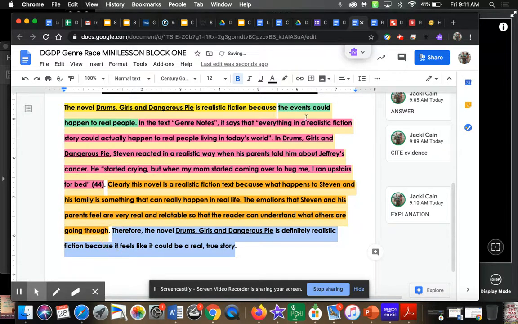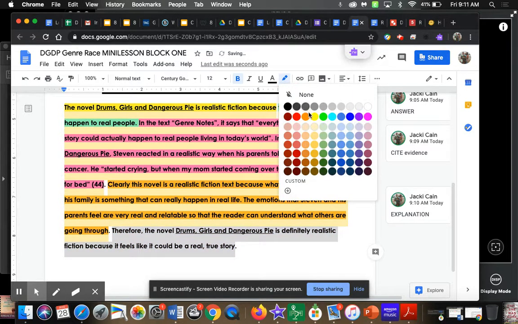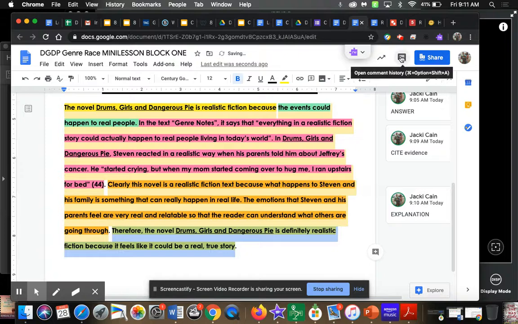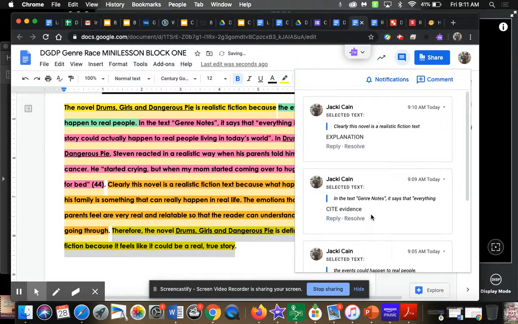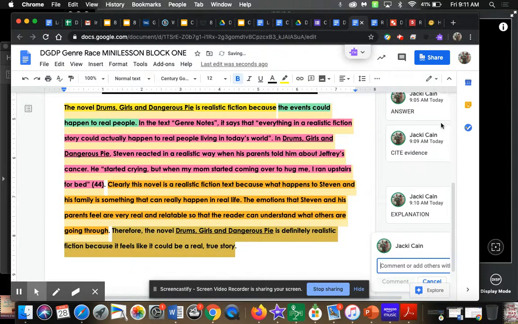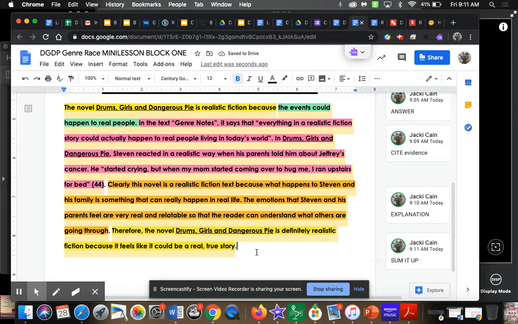If you notice, I have a top bun of my Sloppy Joe and a bottom bun of my Sloppy Joe, so that my Sloppy Joe doesn't end up all over my shirt. I have a whole paragraph here. My paragraph has two pieces of evidence: one from genre notes and one from Drums, Girls, and Dangerous Pie. And then I explained it so that I really showed whoever's reading my response that I know what I am talking about. That explanation is your words. That shows that you understand what you are saying. You're not just pulling stuff from the text.